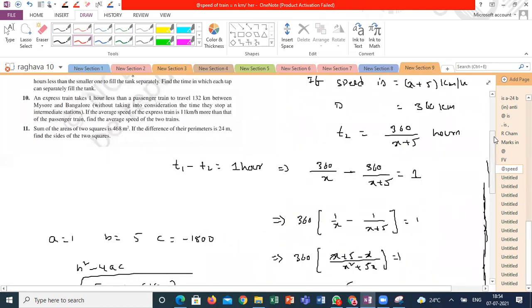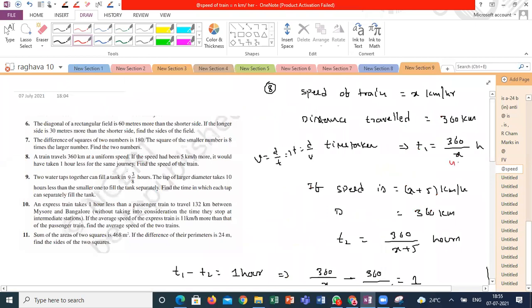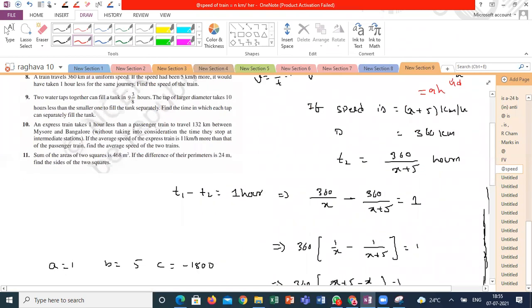If I am substituting here, 360 by 40 is how much? 9 hours. If I am substituting here, 360 by 45 is how much? 8 hours should come. Then only your answer is correct. Is it 8 hours? 360 by 45? Yes, 360 by 45 is 8. So the difference is you are getting 1 hour less time if you are traveling 5 kilometer extra speed. Is it clear, guys, what I'm saying?